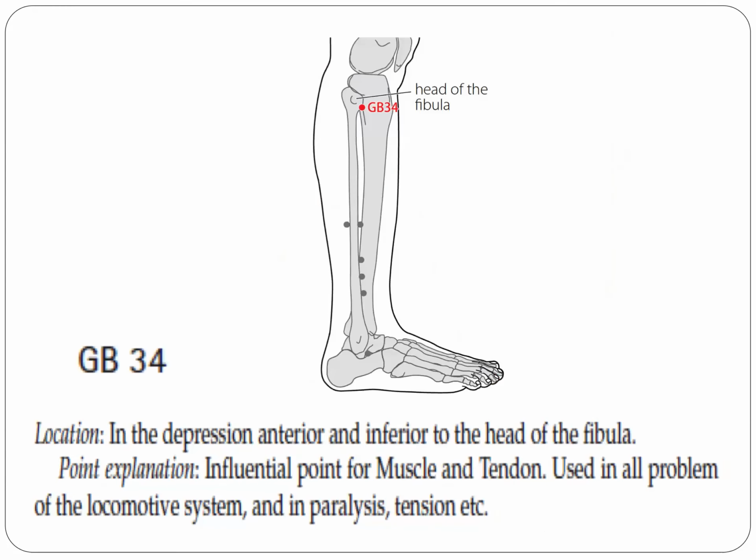Next point is GB34. It is located in the depression anterior and inferior to the head of the fibula. This is the influential point for muscle and tendon. It is used in all problems of the locomotive system and in paralysis, tension, etc.